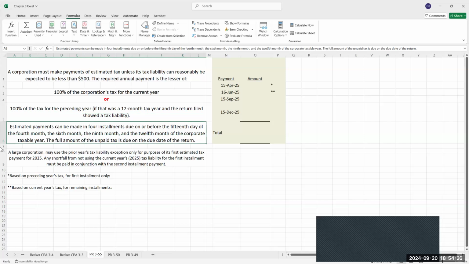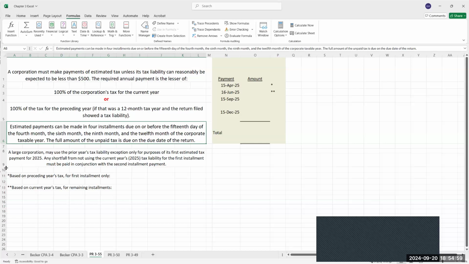As mentioned earlier, estimated payments can be made in 4 installments due on or before the 15th day of the 4th month, 6th month, 9th month, and the 12th month of the corporate tax year. The full amount of the unpaid tax is due on the date of the tax return, which is April 15th. Unless, of course, there's a holiday or the date falls on a weekend, then it's the following Monday. But again, for the most part, the corporation due date is the same as individuals, April 15th.